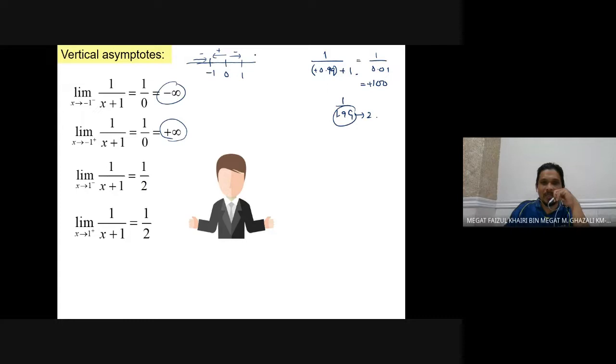And then when x approaches 1 from the right: 2, 1.5, 1.2, 1.1, 1.01. So 1 over 1.01 plus 1. It looks like something like this, 2.01. Very close to 1 over 2. Okay.